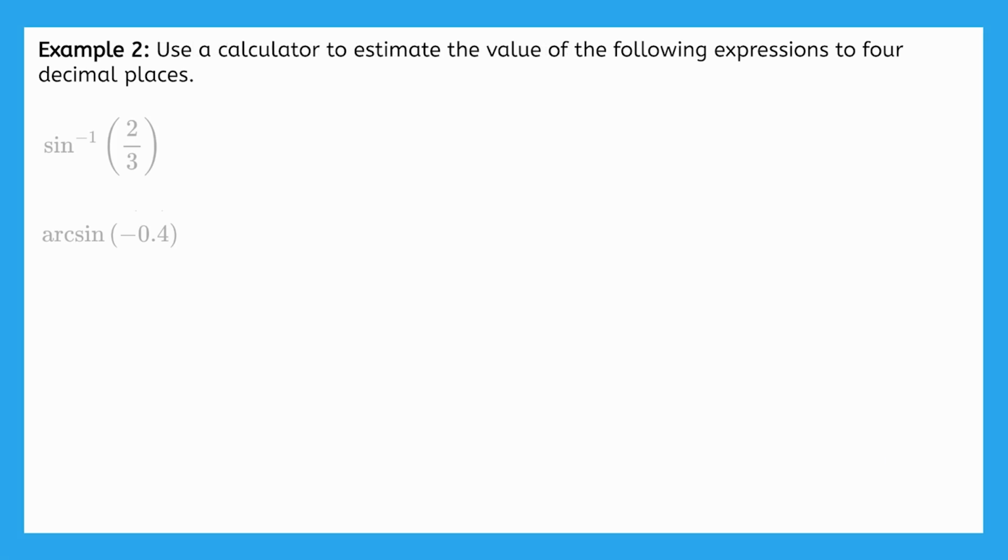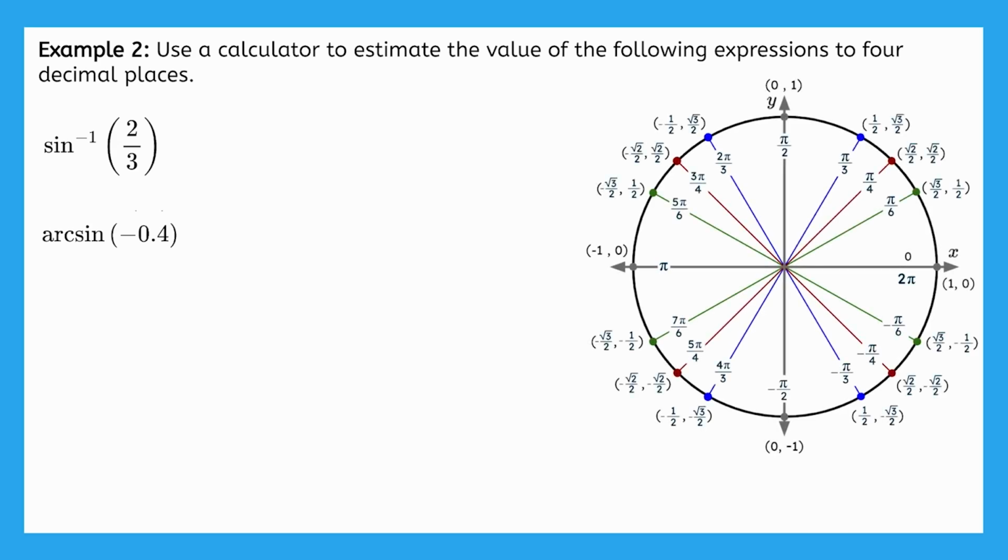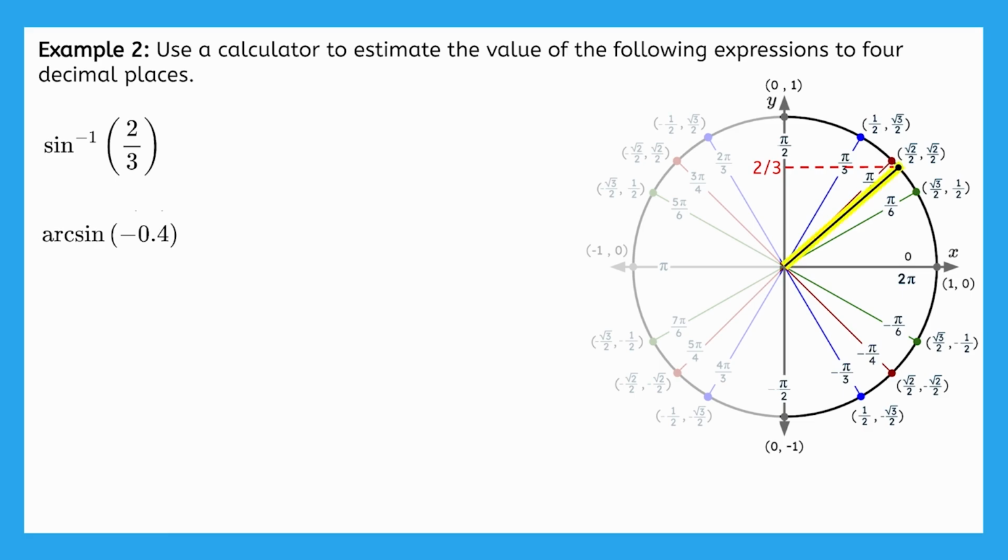Here's a second example. This time we'll need help from our calculator though, since we're given inputs that are not sine values of special angles on the unit circle. Before we input these in the calculator, let's visualize what these expressions are asking for. Inverse sine of 2/3 is asking of us for the radian measure of the angle in the right half of the unit circle that gives a sine value of 2/3, which we predict should be a bit less than pi over 4, which is approximately 0.785 radians.